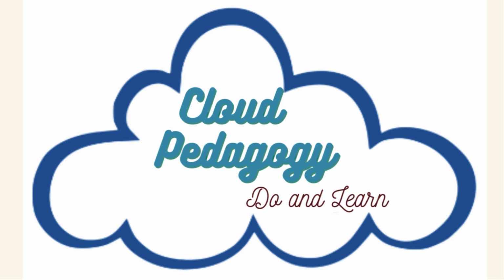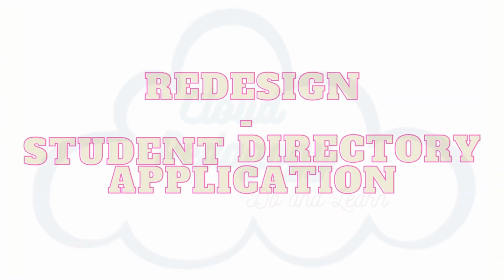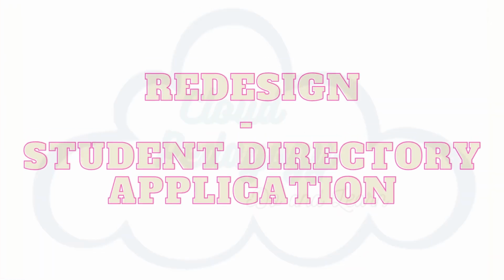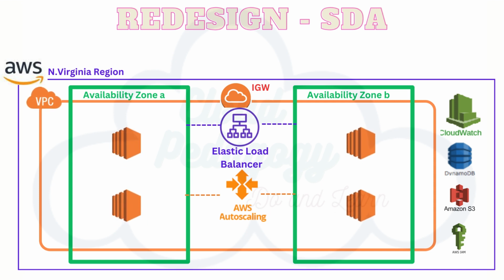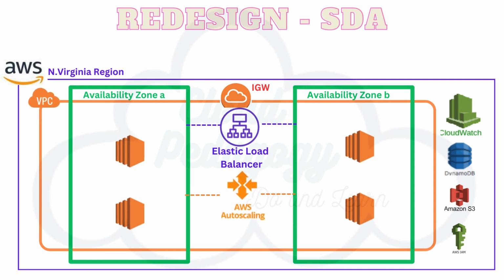From today onwards, we'll try to redesign our student directory application in different ways. So let's take a look at how the architecture you built turned out. The student directory application is currently being hosted across multiple EC2 instances inside of a VPC in subnets. The EC2 instances are part of an EC2 autoscaling group and traffic is being distributed across them using the application load balancer. The database is being hosted on Amazon DynamoDB and images are stored in S3.